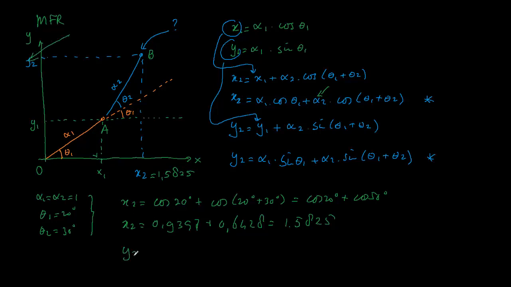So I have y2 equals the sine of 20 degrees added to the sine of 50 degrees. Well, sine of 20 is 0.3420 added to the sine of 50, 0.7660, is 1.1081. So this is 1.1081. Okay, so we have two robot arms, the links with given lengths and given angles, and we can calculate the coordinate of the endpoint B.